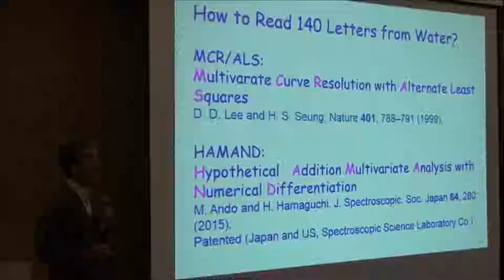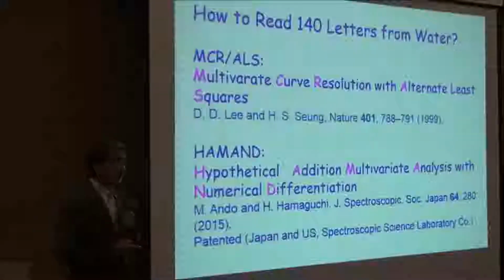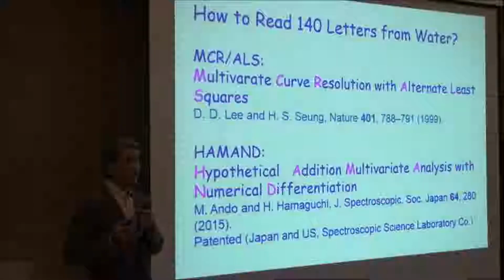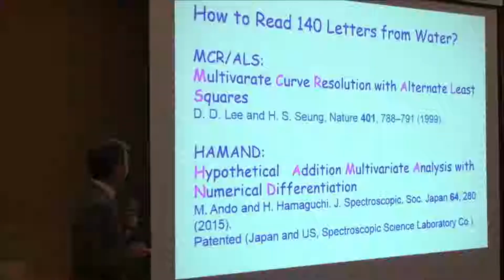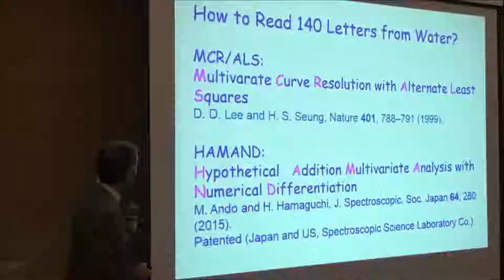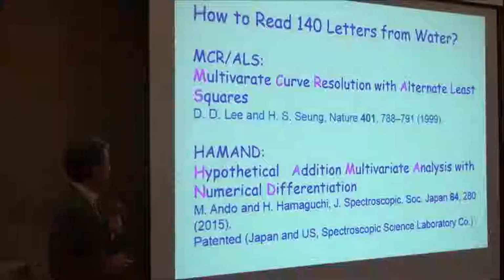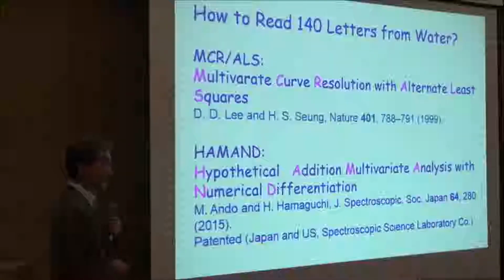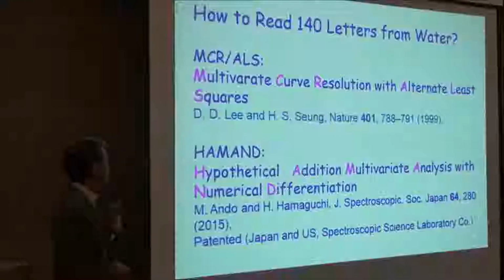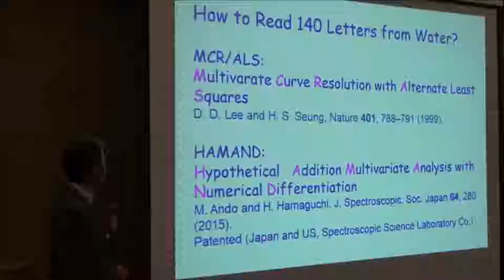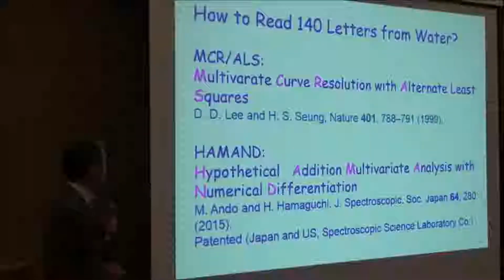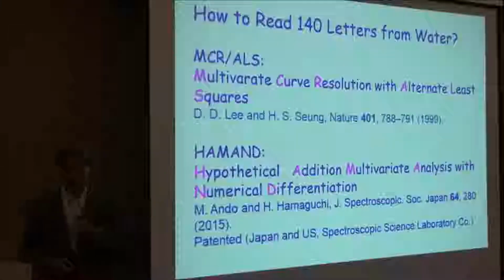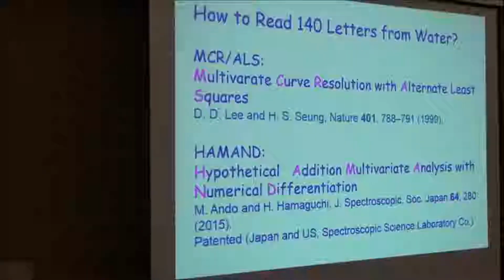The first one is a well-known MCR analysis, whose principle was already well established, and some people mentioned it yesterday. But we also use a new chemometrics method, which we developed a few years ago. It is called HAMAND, hypothetical addition multivariate analysis with numerical differentiation. This software is patented in the United States and in Japan, and I'll show you the principle of HAMAND later.